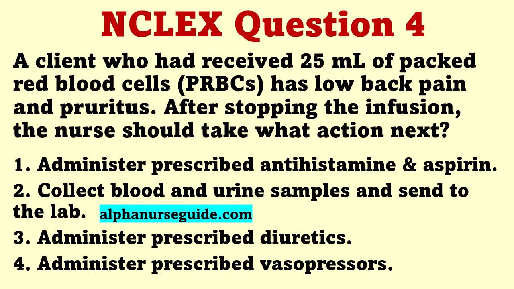Blood and urine samples are obtained from a client and sent to the lab along with the remaining untransfused blood. Hemoglobin in the urine and blood samples taken at the time of the reaction provide evidence of a hemolytic blood transfusion reaction. Antihistamine, aspirin, diuretics, and vasopressors may be administered with different types of transfusion reactions.